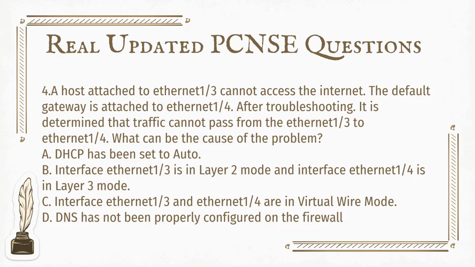A. DHCP has been set to auto. B. Interface Ethernet 1/3 is in Layer 2 mode and interface Ethernet 1/4 is in Layer 3 mode. C. Interface Ethernet 1/3 and Ethernet 1/4 are in virtual wire mode. D. DNS has not been properly configured on the firewall.